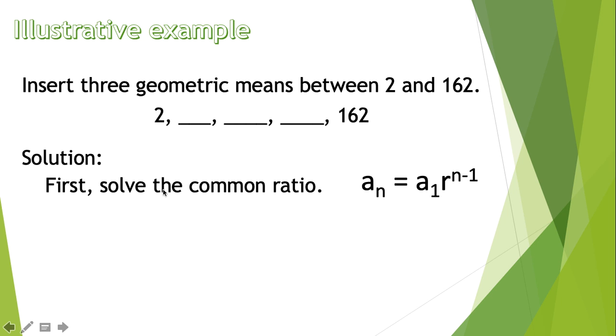Now, let's identify first the values of the other variables. n is equal to 5, since there are 5 terms in the sequence: 2 terms which are given, and 3 terms that we are looking for. a sub 1 is equal to 2. Then a sub n is equal to a sub 5, wherein we know the value of a sub 5, that is 162. And our r is unknown.